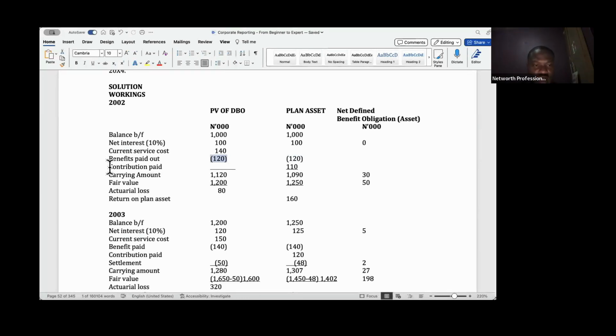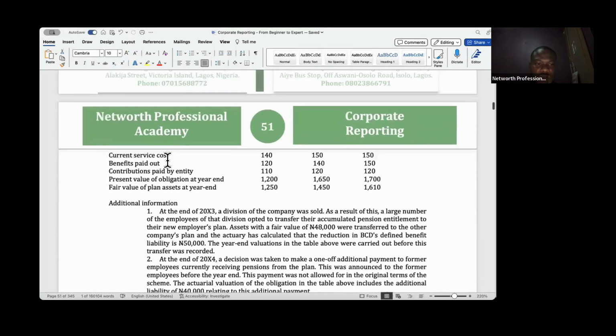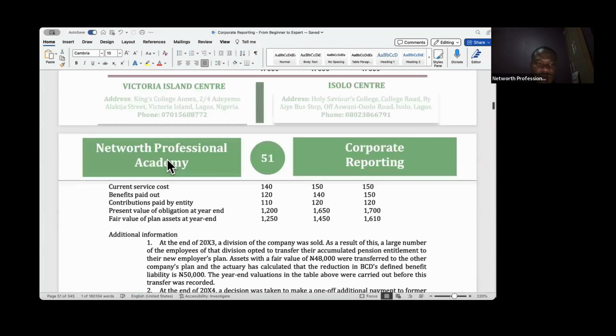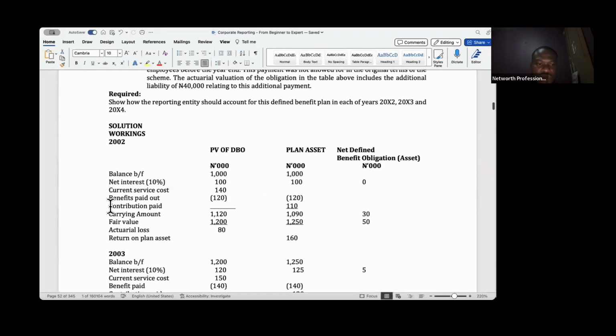And they also gave us a contribution in the question. Yeah, contribution of 110. So my contribution paid should be paid into my plan asset. I'll add it. So I'm done with everything, and I get my book value. When I accumulate 1,000, 100, 140, less 120, accumulating this gives me 1,090.